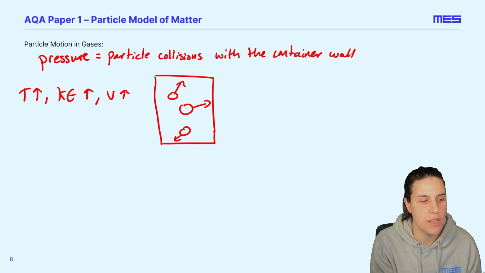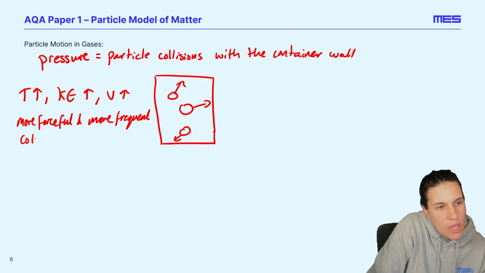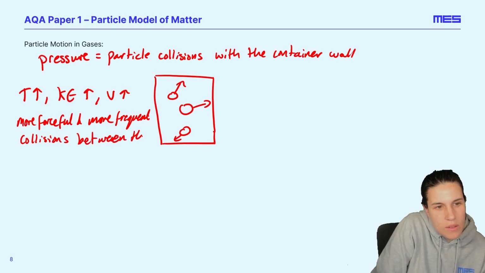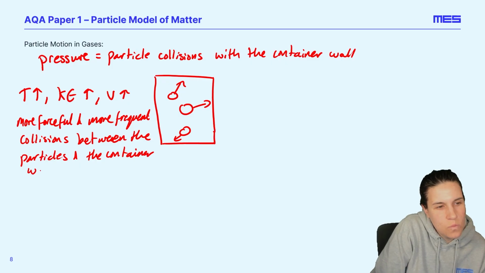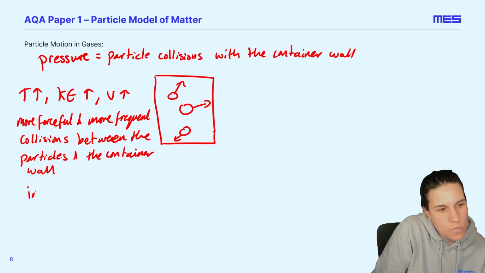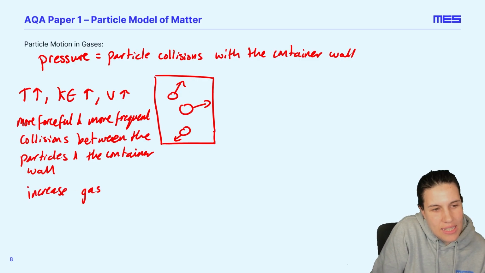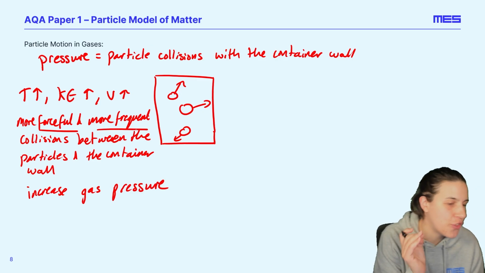Now, because the speed of the particles is increasing, it means we're going to have more forceful and more frequent collisions between the particles and the container wall. And this is going to increase the gas pressure. When you're talking about gas pressure, you want to be talking about forceful and frequent collisions.